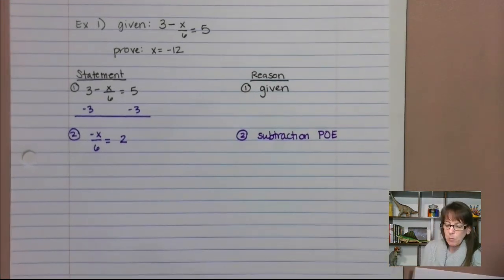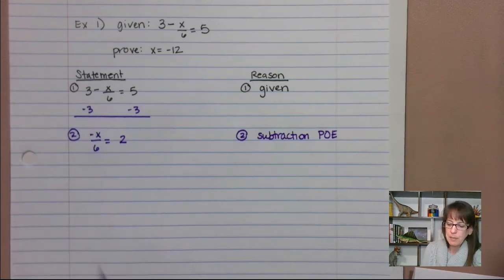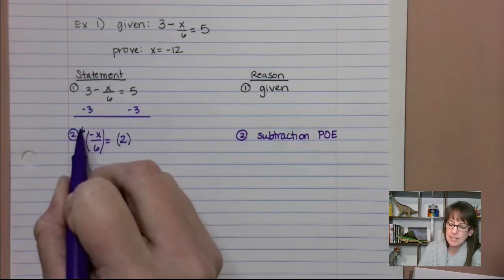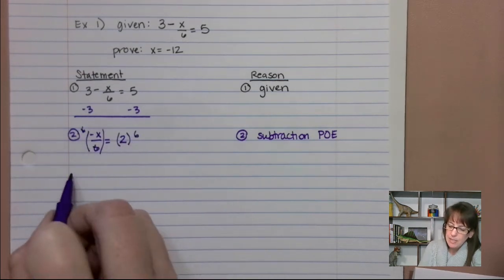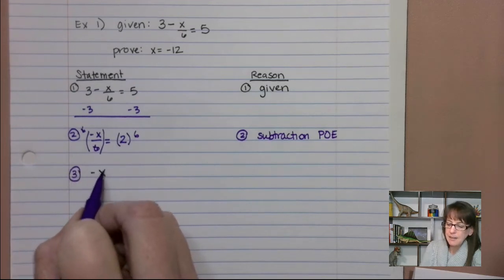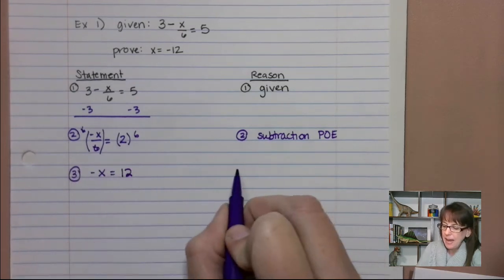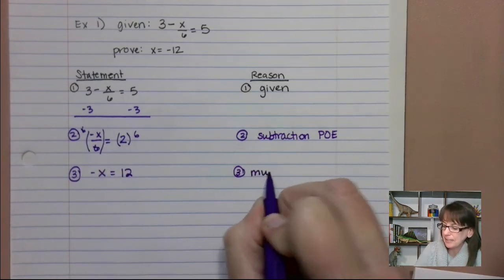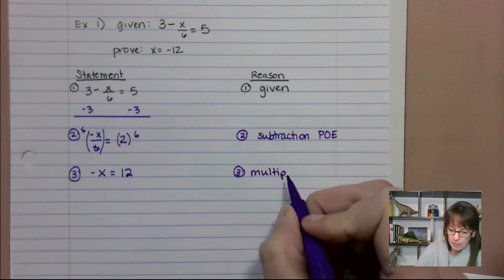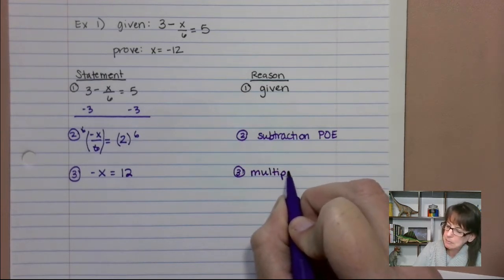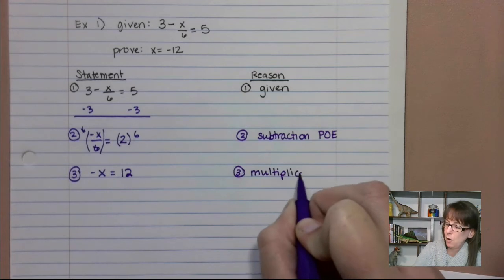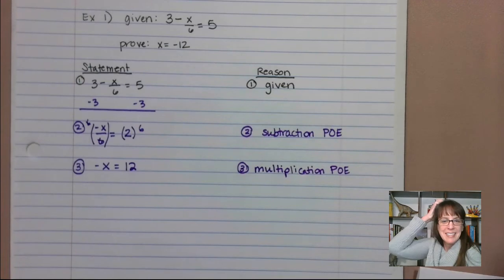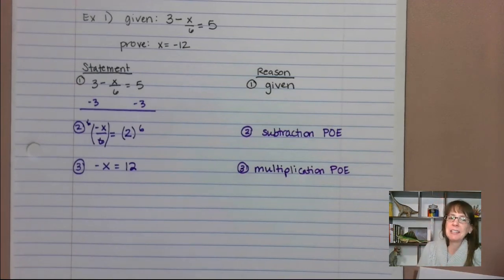Okay, so then I want to get this x by itself, right? And I'm dividing by 6, and the opposite of divide is to multiply. So I'm going to multiply both sides by 6 because that will get rid of it. So for step 3, I'm left with negative x equals 12. And the reason I was allowed to do that is the multiplication property of equality. Oh my gosh, that was way too much. I interrupted myself. So sorry about that. The multiplication property of equality allowed us to do that.